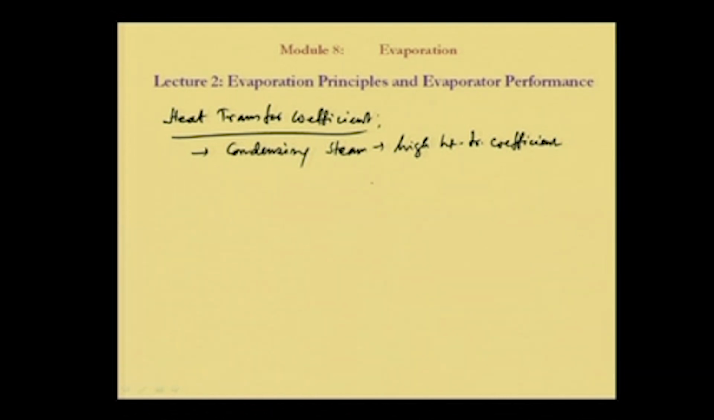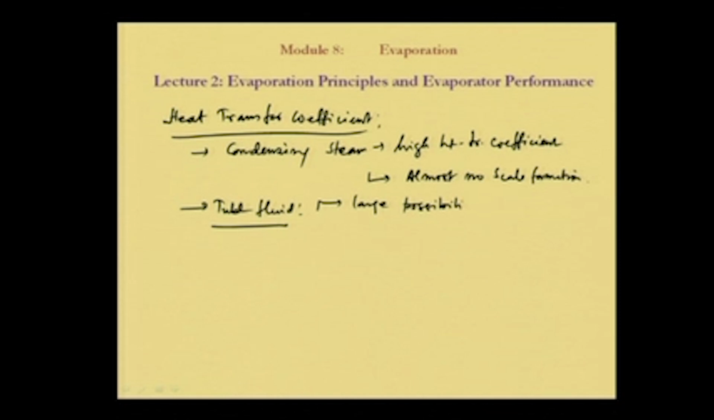Then another point over here is that for condensing steam there is almost no scale formation, because there is no solute over there. Apart from corrosion, there is no scale formation over here, but for the tube fluid there is a large possibility of scaling. So, that is very important, that we should see that scaling, or we can say fouling. So, that is the large possibility of scaling or fouling. We should reduce this scaling or fouling as much as possible. Okay. So, time to time cleaning is needed. Cleaning is necessary. Okay. This is very important.